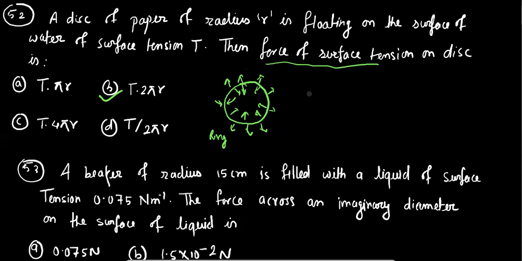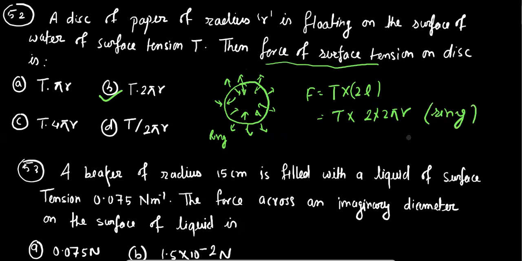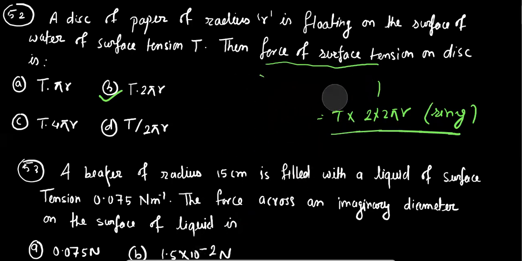In that case we have to apply the relation force equal to T times 2L, because it will have 2 times the length. So the correct answer will be T times 2 times 2 pi r for the case of a ring. This is correct for the case of a ring. So this is all about question number 52.